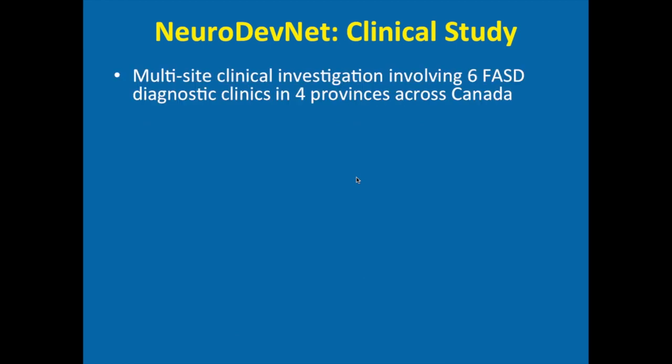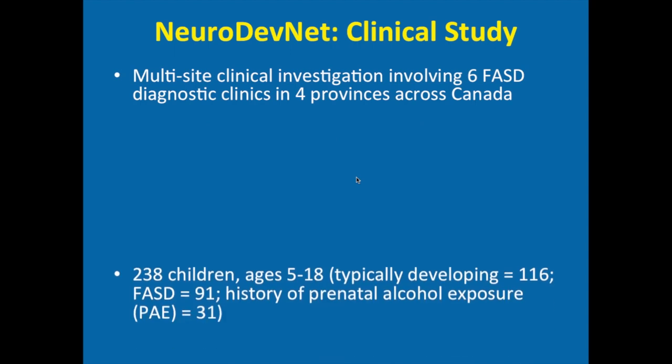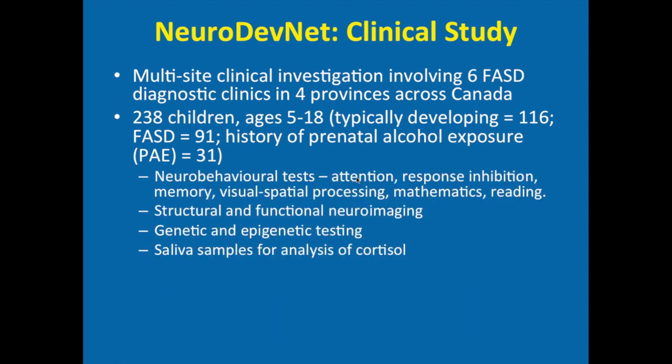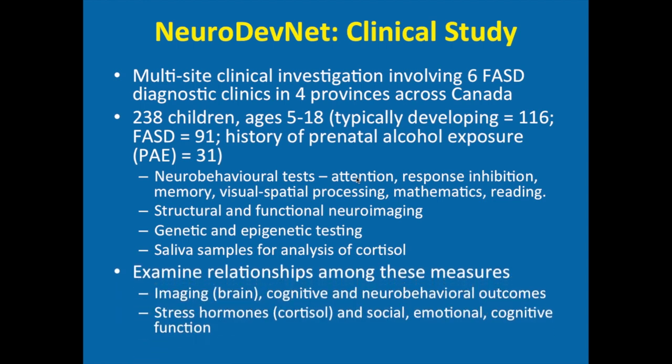So I think James has reviewed the clinical study. It's a large multi-site investigation with six FASD diagnostic clinics across Canada with a large cohort of children, both alcohol exposed and typically developing, and a large battery of tests that have been administered to these children, looking at neurobehavioral outcomes, doing extensive neuroimaging, collecting tissue for genetic and epigenetic testing, and collecting saliva samples to measure cortisol, which is the major stress hormone. And again, a focus has been to examine relationships among these measures. How do changes in the brain relate to cognitive outcomes, to neurobehavioral outcomes? How do the stress hormones relate to those outcomes as well?